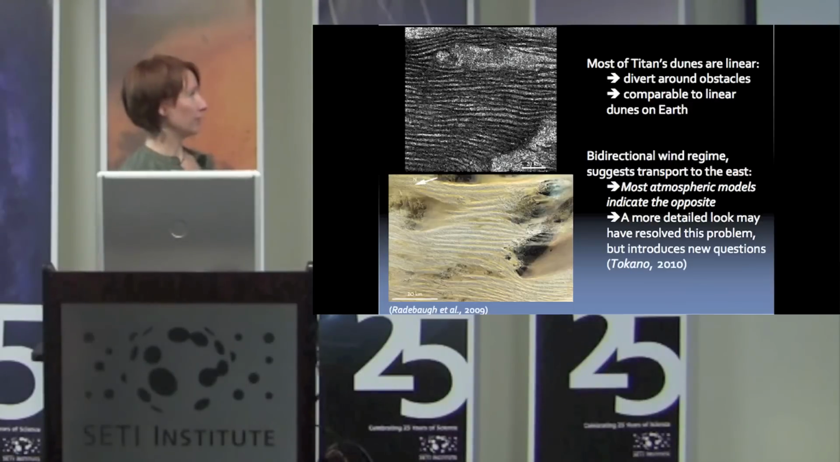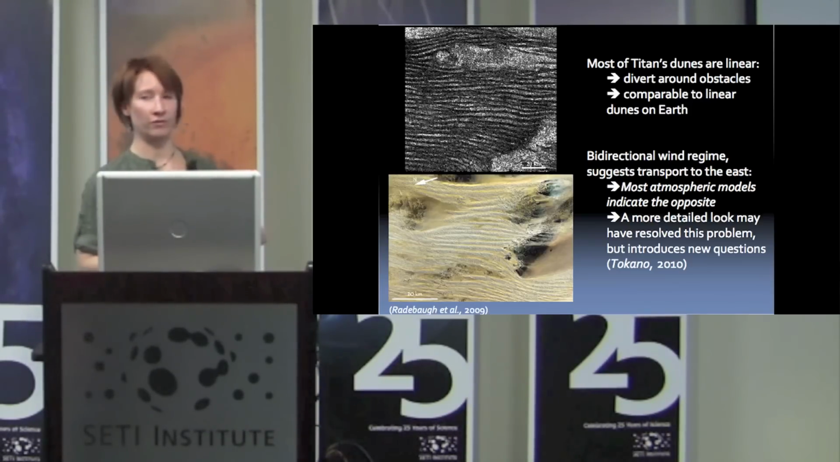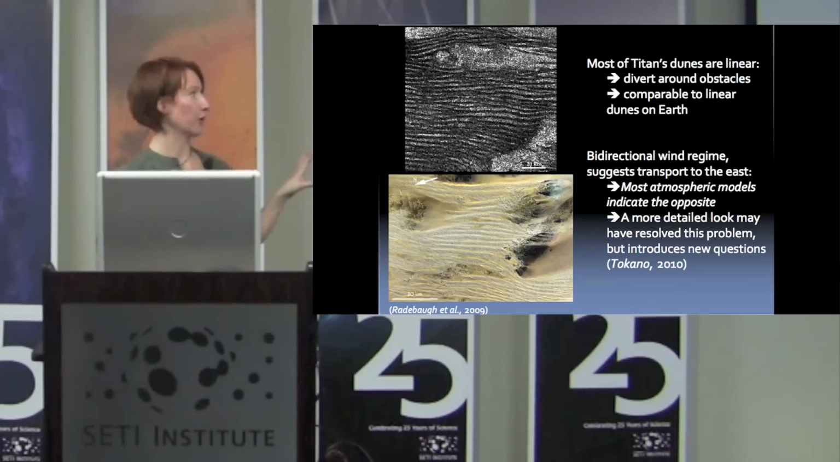So most of Titan's dunes are linear dunes. That means that the sand on them is transported basically parallel to the shape of the dune. So we see dunes a lot like that on the Earth. Here's a case in Namibia where the dunes are very similar, both in size and in morphology. You can see how they get diverted around obstacles on the Earth. And here's Titan. You can see it getting diverted around obstacles. So they're thought to be probably the same kind of dune that we see in those deserts on Earth.